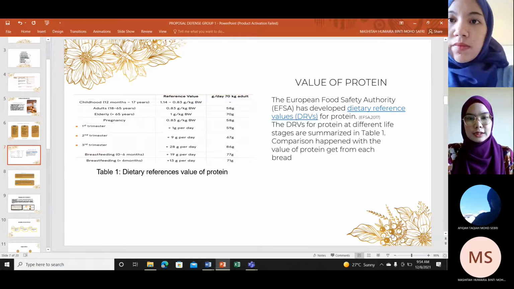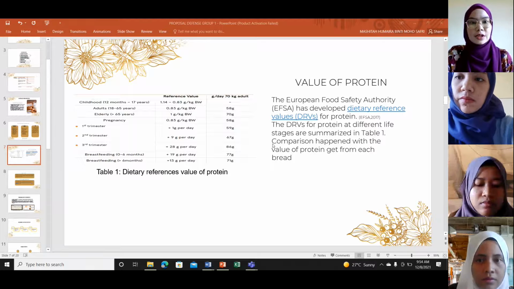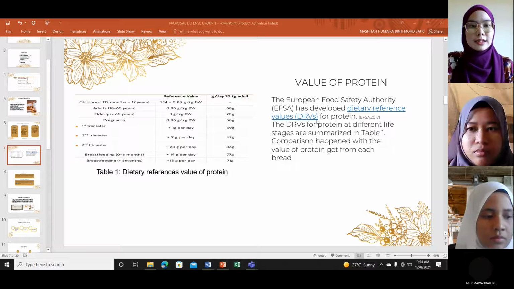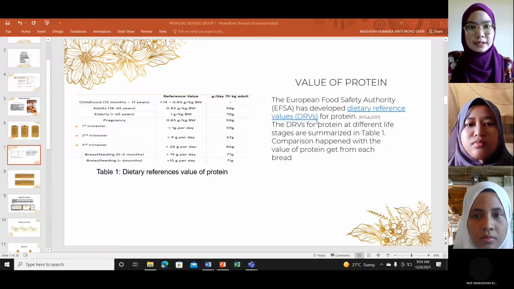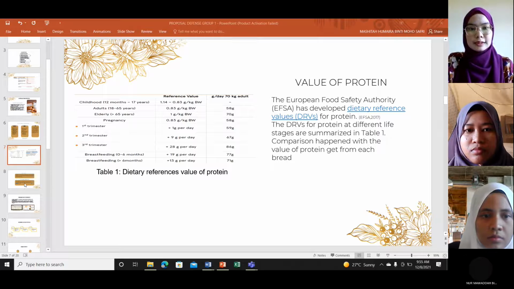Okay, for the value of protein, the European Food Safety Authority has developed the dietary reference values for protein. The DRV for protein of different life stages are summarized in table 1. Comparison will happen with the value of protein.